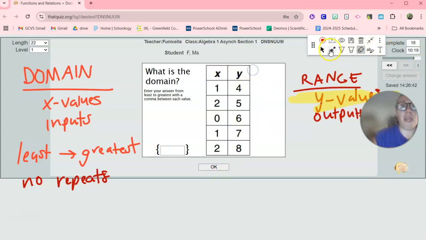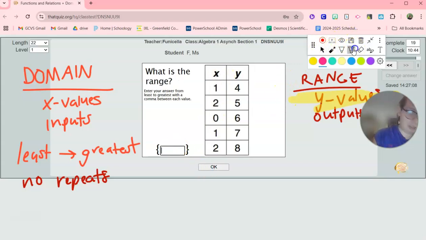This next one's looking for the domain, so we're looking at our x values, smallest to greatest. I see a 0 as our smallest, a 1, and a 2. So here's my 0, I got that. I got these 1s, I only had to put it once, but I got that, and then we have these 2s. Perfect. That's our domain. And the range, smallest to greatest, 4, 5, 6, 7, 8. Perfect. Nice and in order as written. And then hit OK when you're ready.